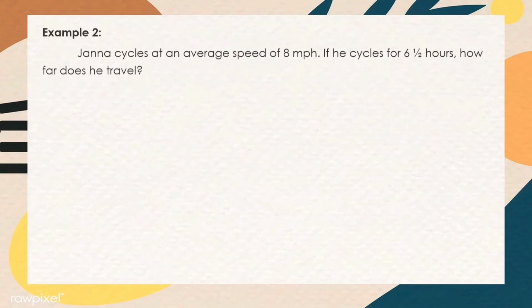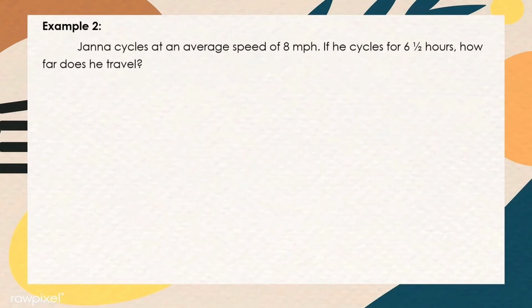Okay, so let's have an example number 2. Jana cycles at an average speed of 8 miles per hour. If he cycles for 6.5 hours, how far does he travel? So, let us determine the given here. Okay, so we have here the average speed of 8 miles per hour. Okay, and then 6.5 hours. So definitely that is a time.